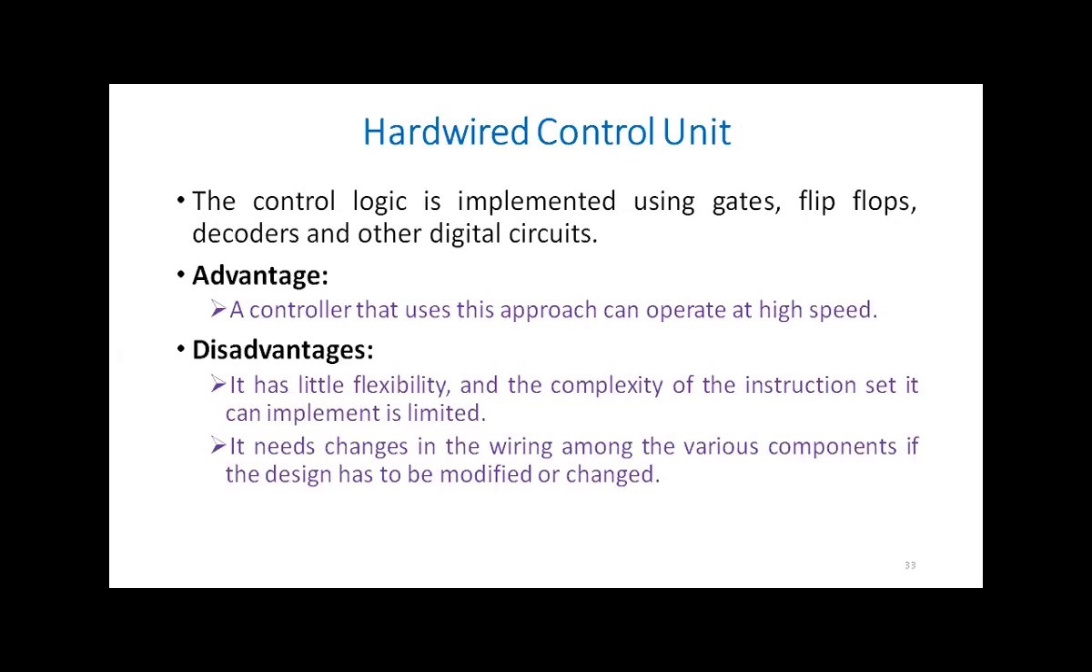The second disadvantage is that if you change the design of your processor, then you need to change the wiring also. Wirings are required to interconnect the hardware components, so for changing the design you have to change the wirings, which is a tedious task. So these are the disadvantages of the hardware control unit. But the advantage is that it is very fast, and it is basically used in RISC architecture processors.